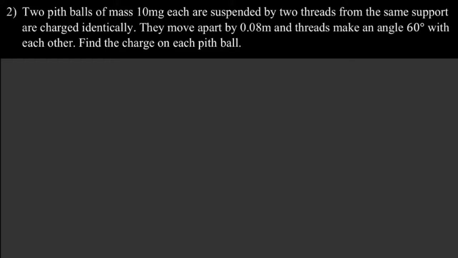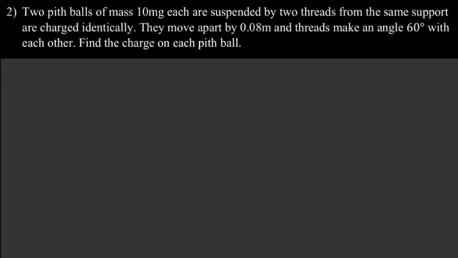See, two pith balls of mass 10 mg each are suspended by two threads from the same support. So we have two pith balls of mass 10 mg, each suspended by two threads from the same support and are charged identically. See, they are charged identically. They move apart by 0.08 meter and the threads make an angle of 60 degree with each other. Find the charge on each pith ball.